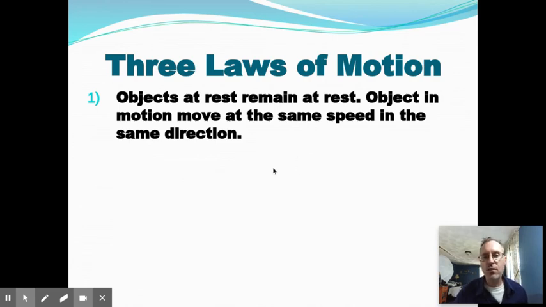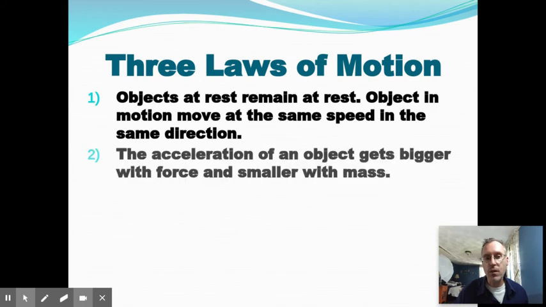Okay, and that's the first law. And when you were a freshman, you were probably taught this. I definitely know, if I had you freshman year, that you did learn this. Okay, the second law relates force with acceleration. So the acceleration of an object gets bigger with the force that you push on it. So if you push on something more, it accelerates more, it changes what it's doing.